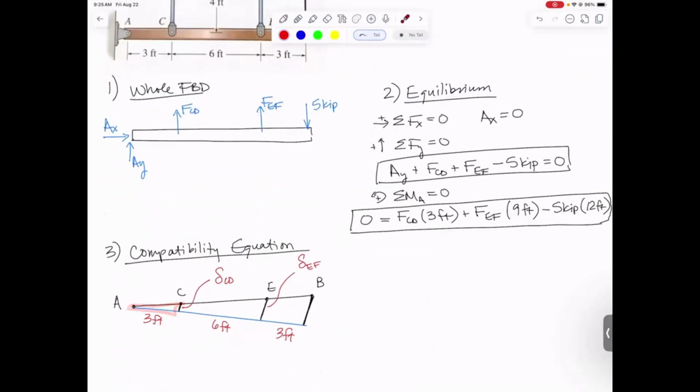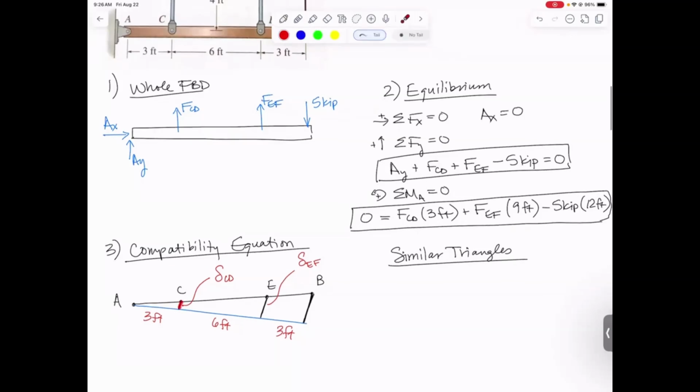This triangle and this other triangle are similar triangles. So that's our next step to get our compatibility equation: we're going to use similar triangles. With the one triangle, we're just going to do the side opposite this angle over that one, which has got to be exactly matched by that side over that one. So we end up with the deflection of CD relative to the 3-foot side has got to equal the deflection of EF relative to the 9-foot side.